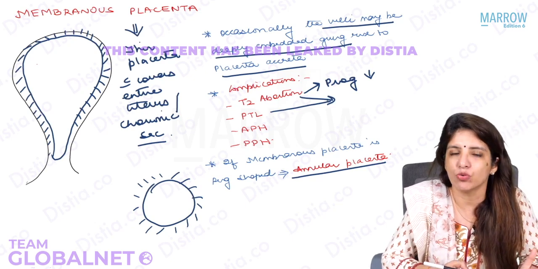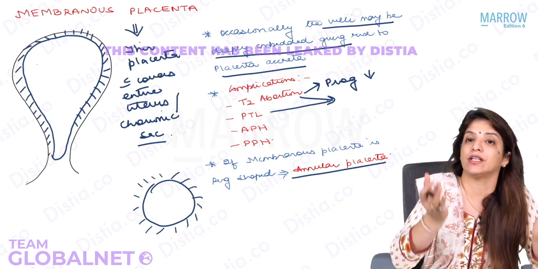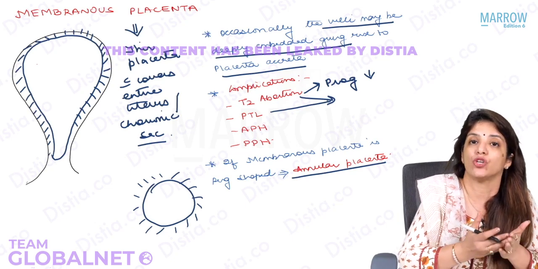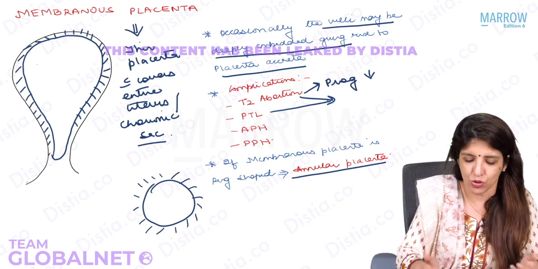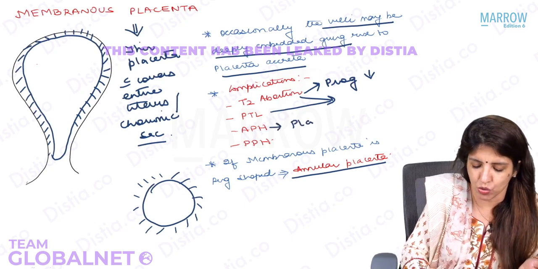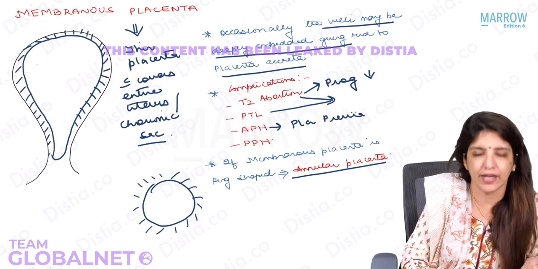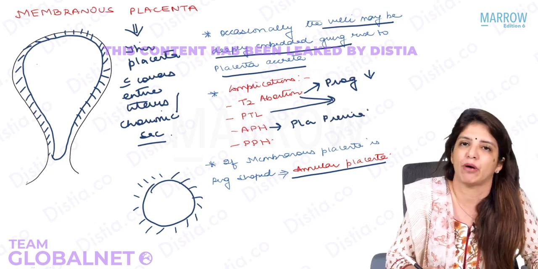Now, why is it leading to antepartum hemorrhage? Because it is covering the entire uterus. So if it is covering the entire uterus, it is also going to cover the lower uterine segment. And if it is going to cover the lower uterine segment, it is going to lead to placenta previa. In other words, it is going to lead to antepartum hemorrhage.